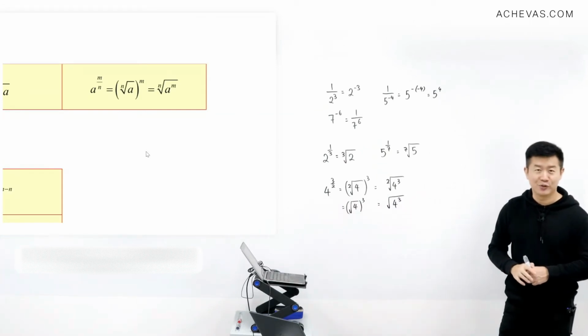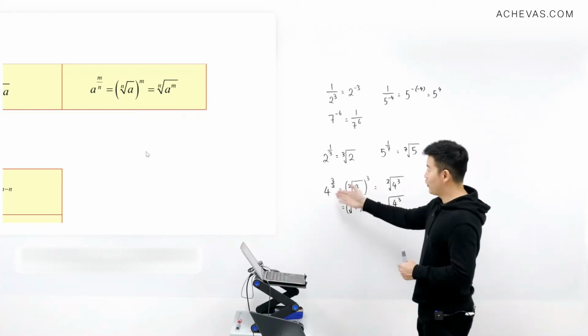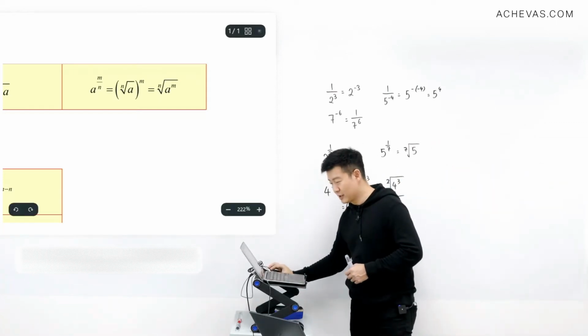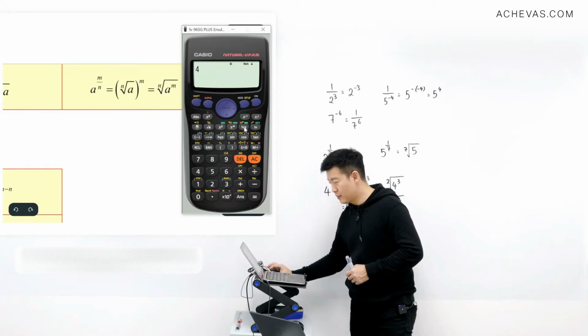Let's use our calculator to verify this one more time. So 4 to the power of 3 over 2, let's press this into the calculator. So 4 to the power of 3 over 2.